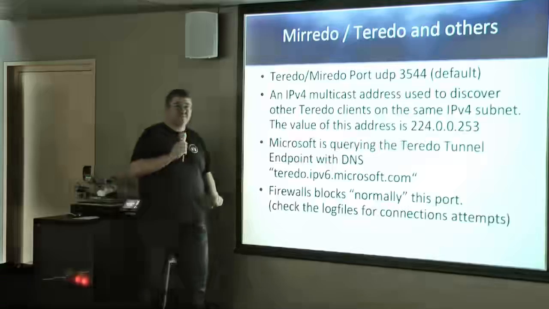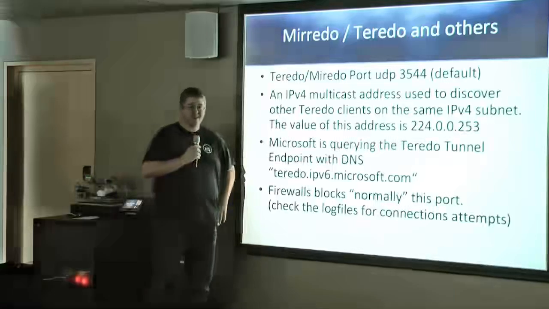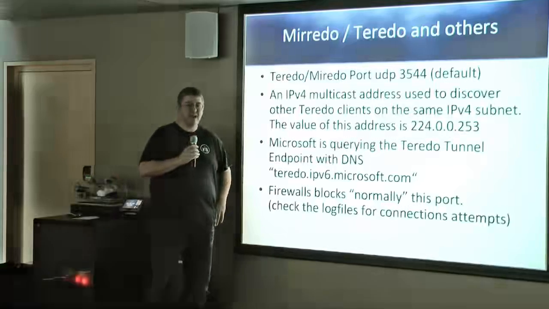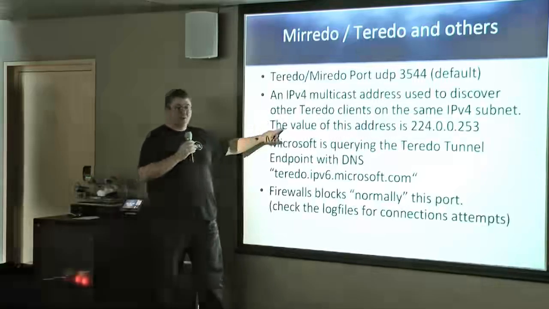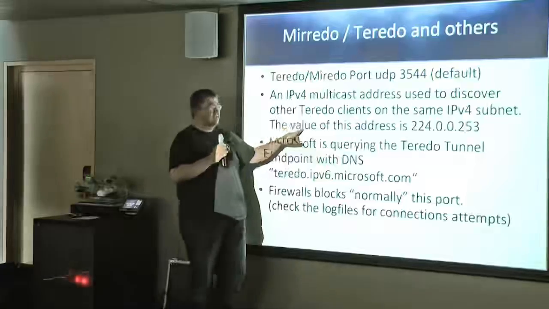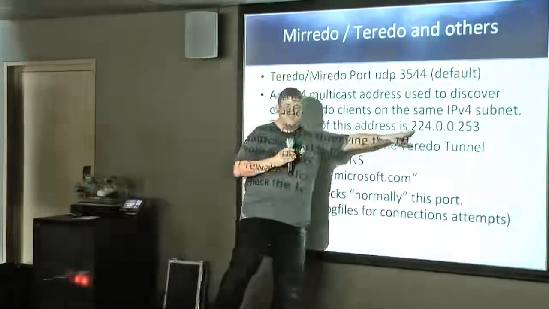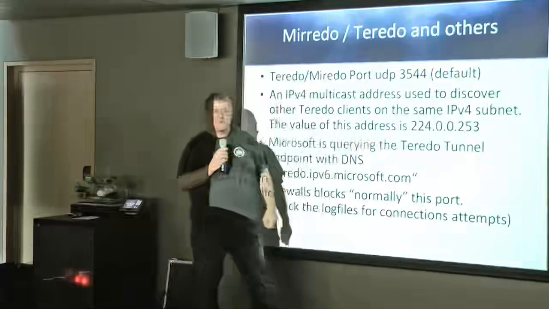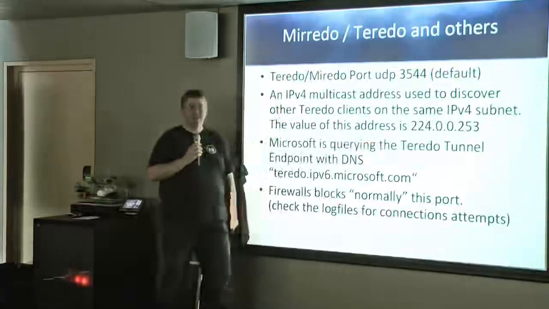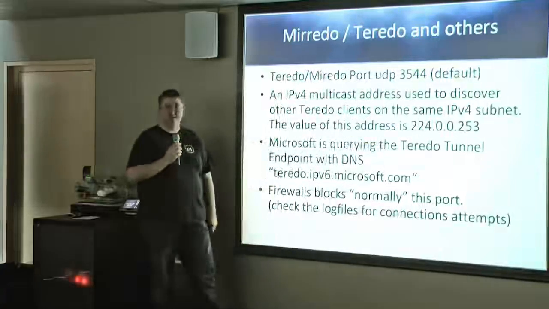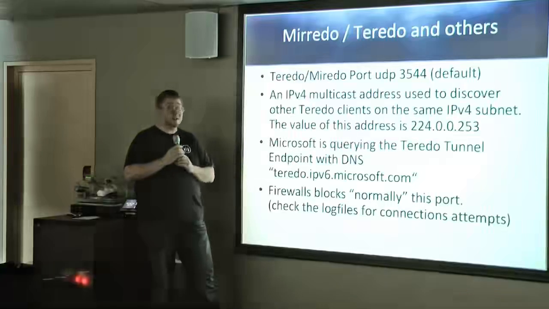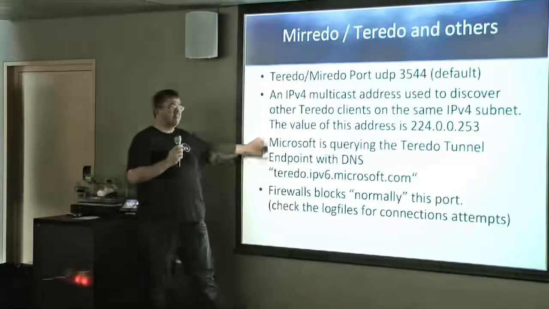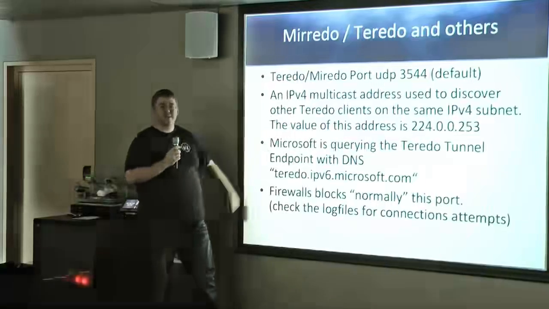Also, if one client in your network has a connection outside, there is an auto IPv4 mechanism where he sends out information on this address and says, hey, I have a connection over IPv6. And all other clients in the network say, oh, somebody has an IPv6 connection. Let's go over this tunnel to the internet.